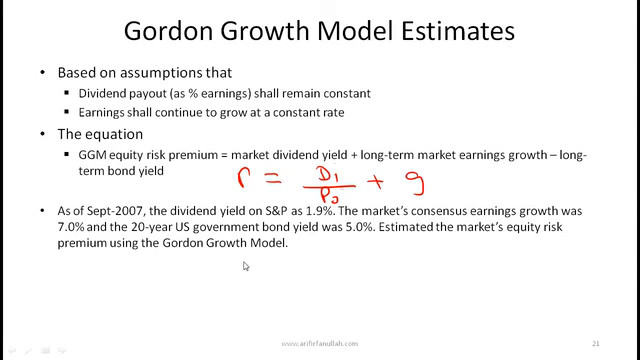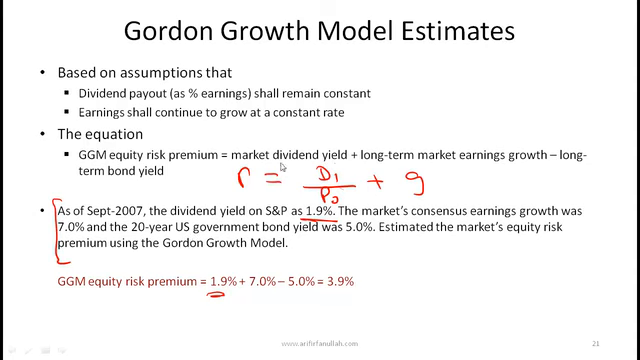Just to give yourself a break from listening to me, do this problem over here. If you can't do this, I'd be very concerned. All right, there is not much to it. So the dividend yield is 1.9%, that's right here. The market's consensus earnings growth is 7%.